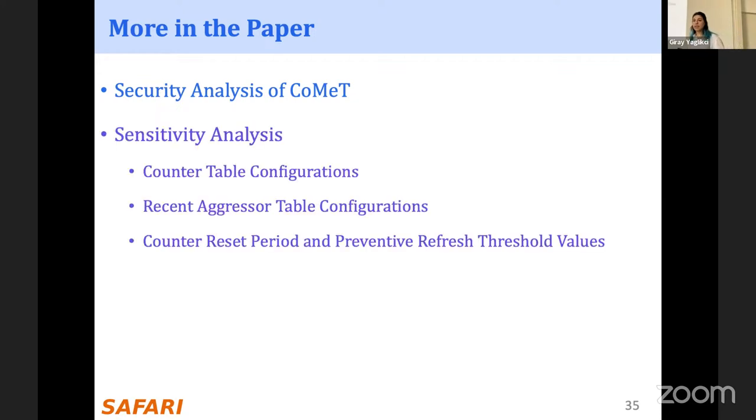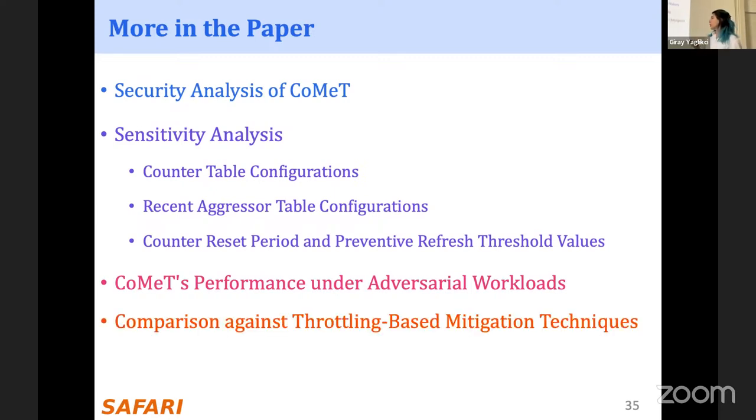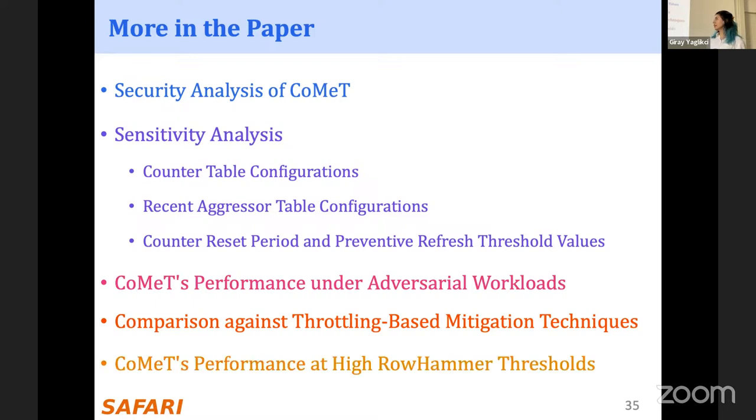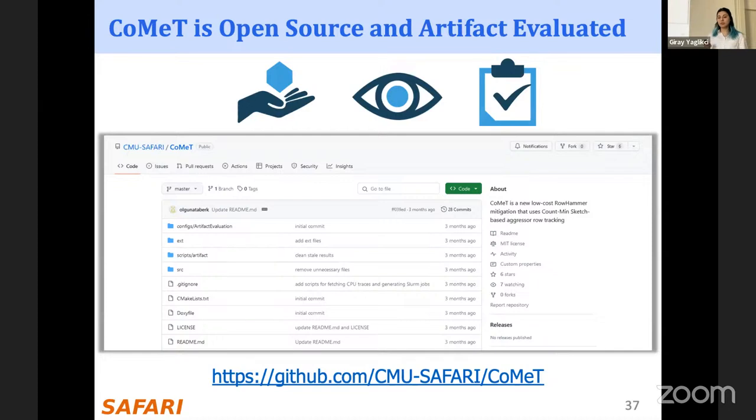We have more analysis and results in the paper, starting with the security analysis of CoMeT, where we show that CoMeT prevents all RowHammer bit flips for all RowHammer thresholds. We have a sensitivity analysis using a lot of design parameters and different design choices. We have a performance evaluation under adversarial workloads. We have a comparison against throttling-based mitigation techniques, and we also evaluate the performance at higher RowHammer thresholds. You can check our paper for more results and analysis. CoMeT is open source and artifact evaluated, and you can check our report from that.